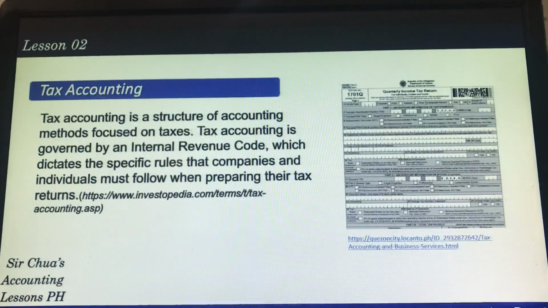The next branch of accounting that we will also be talking about today is tax accounting. Tax accounting is a structure of accounting methods focused on taxes. Tax accounting is governed by an internal revenue code which dictates the specific rules that companies and individuals must follow when preparing their tax returns. Sir Chua, ang tax accounting po ba, sumusunod tayo sa mga accounting principles?